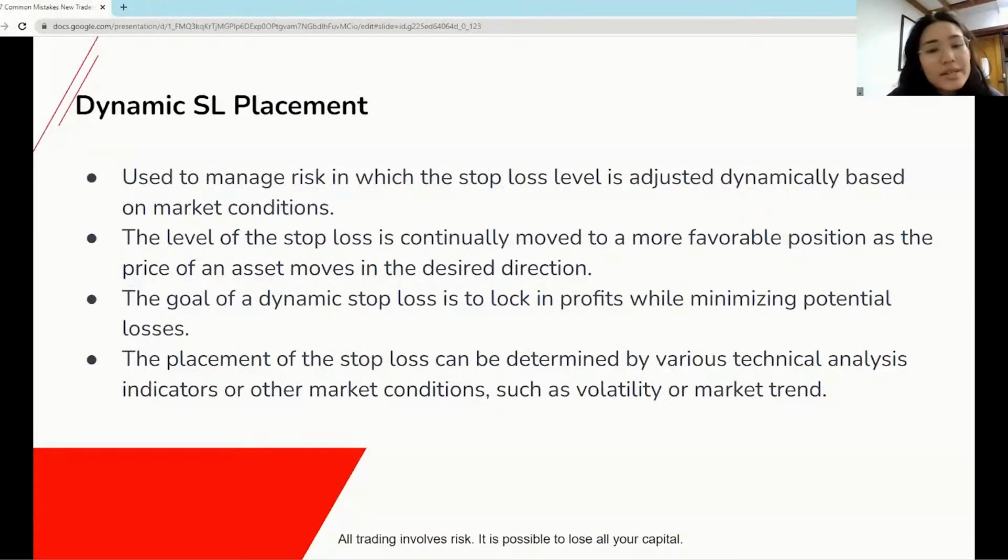Okay, so this is why it's important to have dynamic stop loss and take profit placement. Dynamic stop loss is a trading strategy used to manage risk in which the stop loss is adjusted dynamically based on market conditions. The level of the stop loss is continually moved to a more favorable position as the price of an asset moves in the desired direction. The goal of a dynamic stop loss is to lock in profits while minimizing potential losses, and the placement of the stop loss can be determined by various technical analysis indicators or other market conditions, such as volatility or market trend.